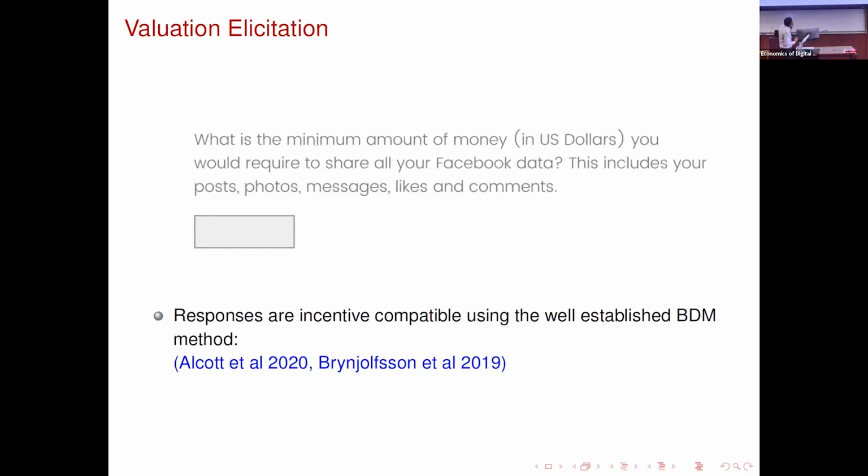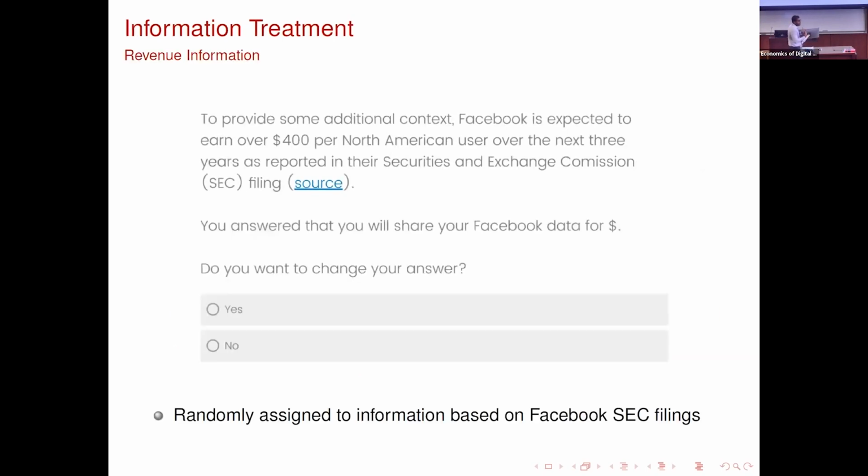So we solicit baseline valuations for data, and then we provide them with information treatments. The first information treatment which we provide is looking at Facebook's revenues. So we tell them, looking at Facebook's SEC filings, that Facebook is going to make $400 over the next few years on average. This is a real number based on real data. Once they get this information treatment, they're given a choice if they want to update their valuation or not. And if they choose to update, they can enter their new valuation. And the new valuation is what is entered in the BDM lottery. So the updates and the revisions are also incentive compatible. So this is one information treatment we try out.